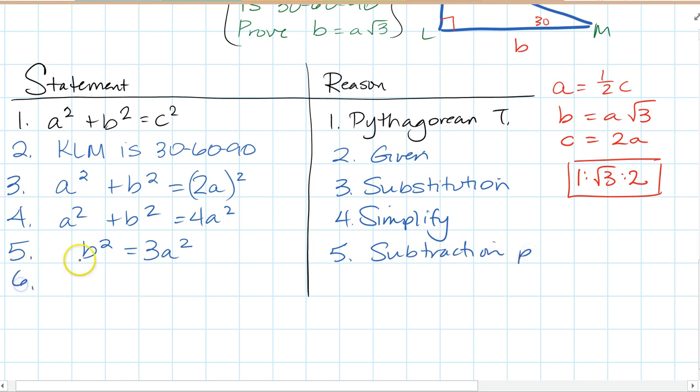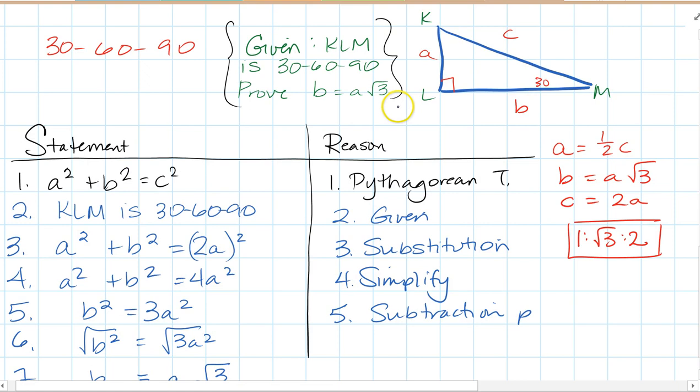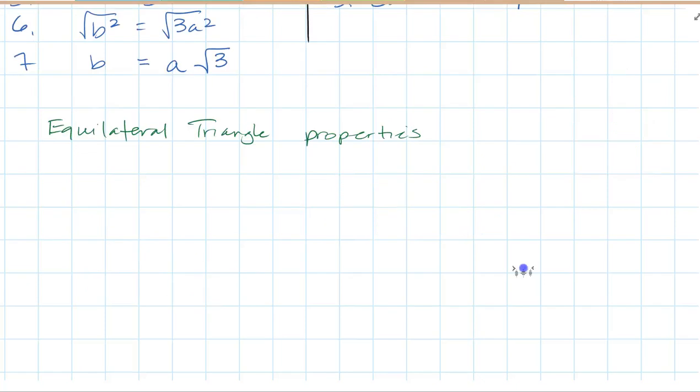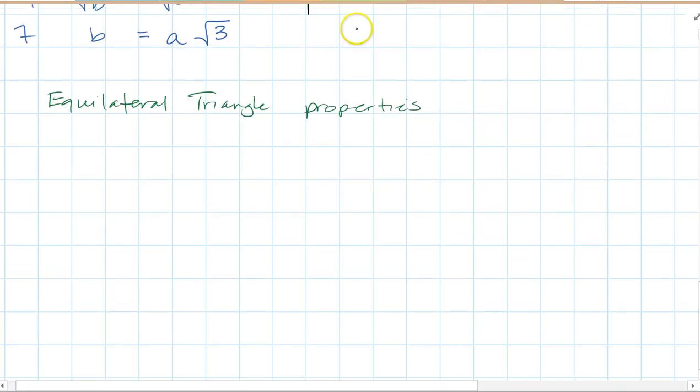And then number 6, I'm going to square root each side. So B squared is equal to 3A squared, so I square root each side. Now I'm going to simplify, and so that means B is equal to A root 3. So see how, that's what I was trying to prove. That's why it works, I guess, is what I'm trying to say. I want to show you the rationale more than the proof. But let me show you the implications it has for equilateral triangles.